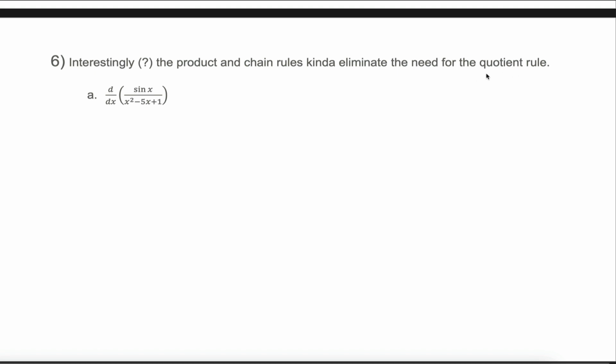I think that you should look at a given problem and think about which of the different tools you have fit that problem the best. But if you wanted to eliminate the quotient rule, you absolutely could. For example, this problem right here, it looks like a very natural quotient rule problem, right? Is something divided by something. But if you rewrote this as the derivative of the sine of x times, instead of divided by, x squared minus 5x plus 1 to the negative 1 power, now you don't need the quotient rule anymore.